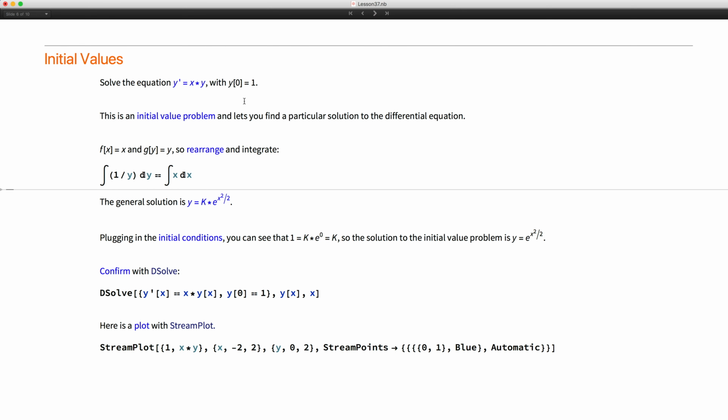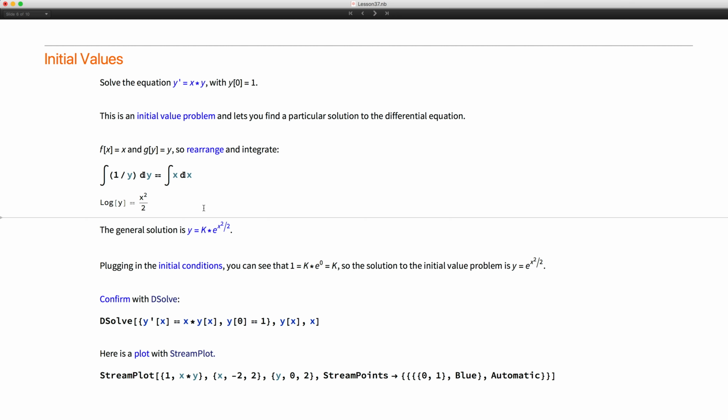Okay, so the question is, what happens when there are initial values? So let's take the equation y prime equal to x times y with the initial condition y of 0 equal to 1. So that's an initial value problem with the value of y given at 0. And the question is, can you then find a particular solution of this differential equation? So let's rearrange the equation as earlier, solve it. So you get y equal to k, where k is a constant, times e raised to x squared over 2.